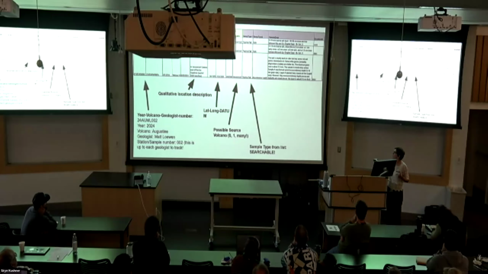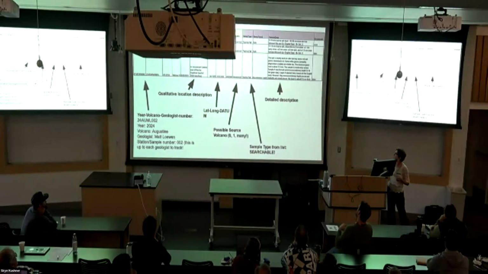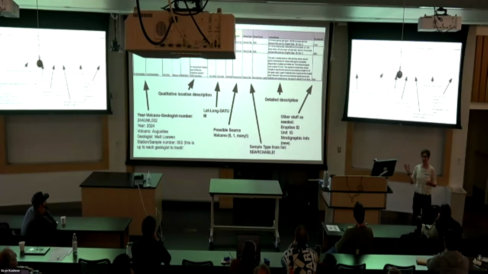And then the sample type. This is a pick list, so there's lots and lots of information here, but this is then searchable, so it'd be a good keyword. In this case, they're all tephra samples. And then there's the second type of sample ID, which further modifies the sample type. And then the detailed description. This is really important. This is what people are really looking for. And then there's a whole bunch of other stuff in there that you might want to add.